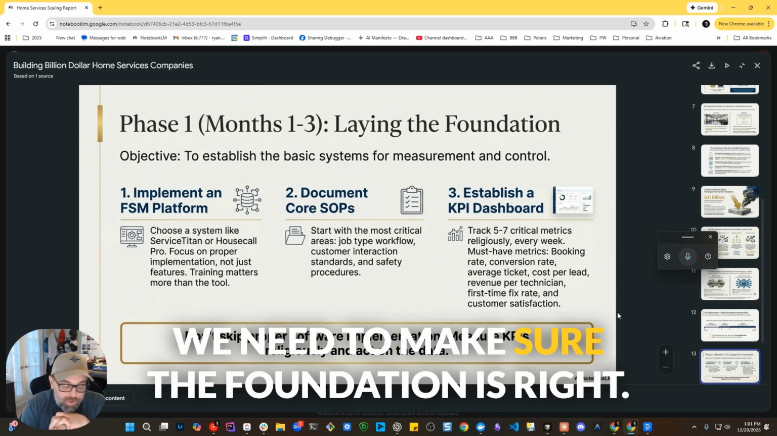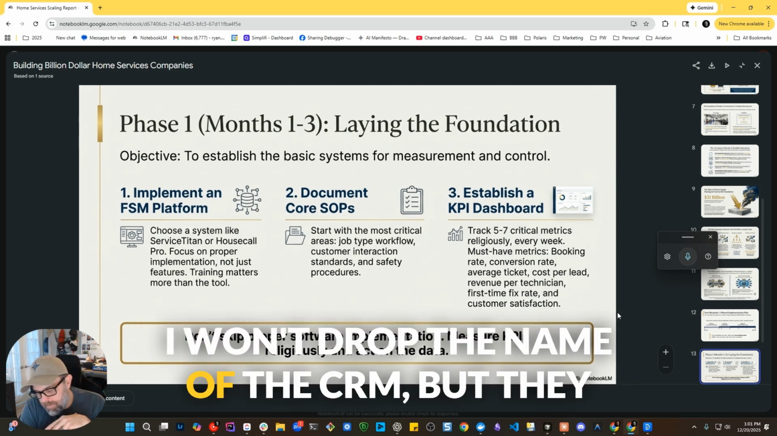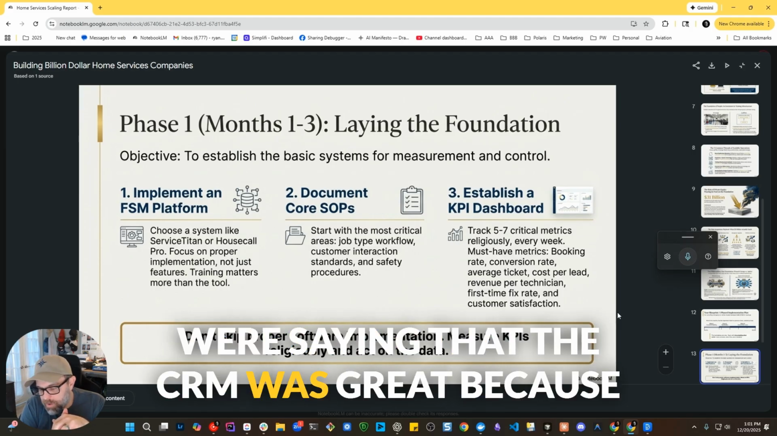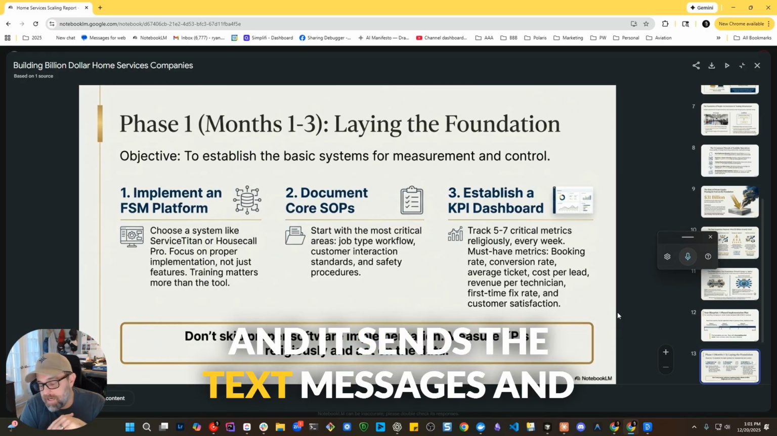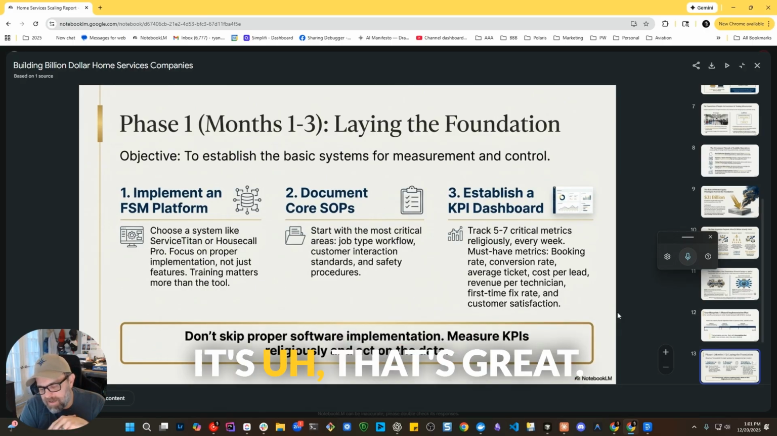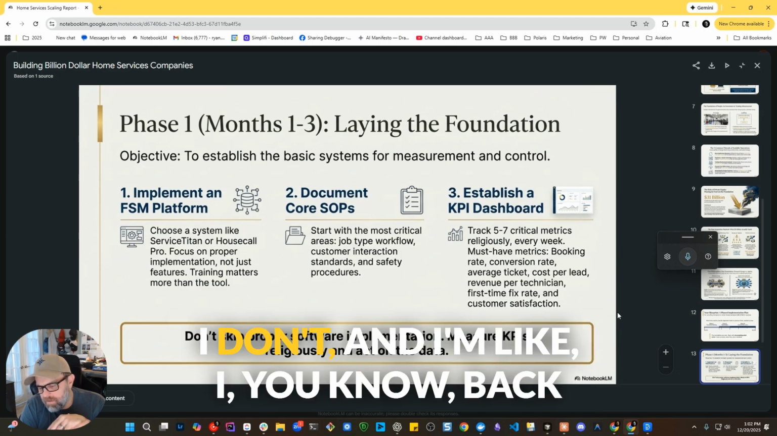We need to make sure the foundation is right. I was talking with a client yesterday. I won't drop the name of the CRM, but they were saying that the CRM was great because it did this and that. It has this marketing automation thing and it sends the text messages, and that's great. But then he said, but I don't trust the data.